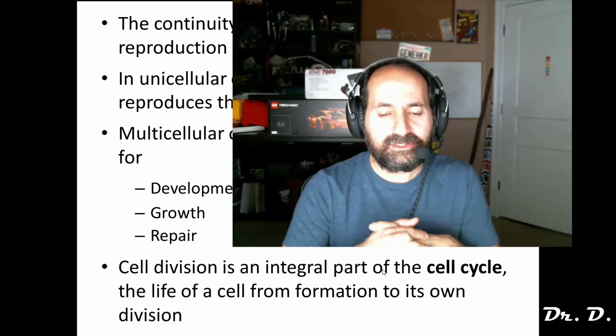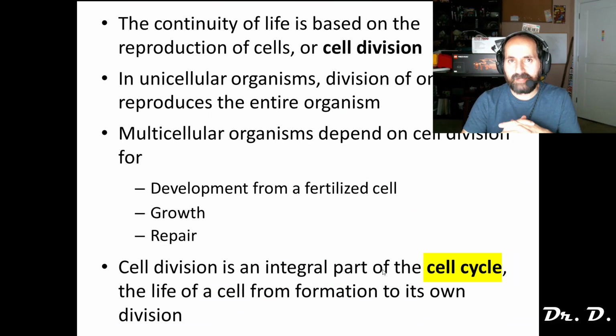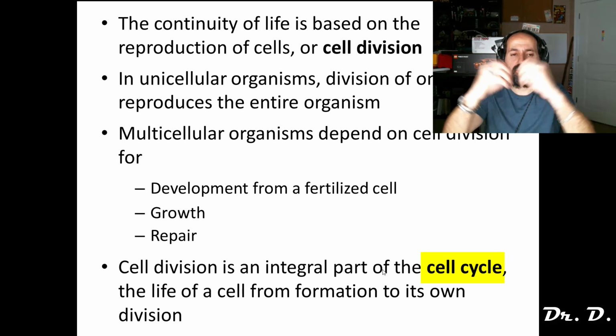What is the cell cycle? You can think of it as the period of time from where a cell is made until that cell divides. So from the period of time a cell is formed until that cell divides into two cells.